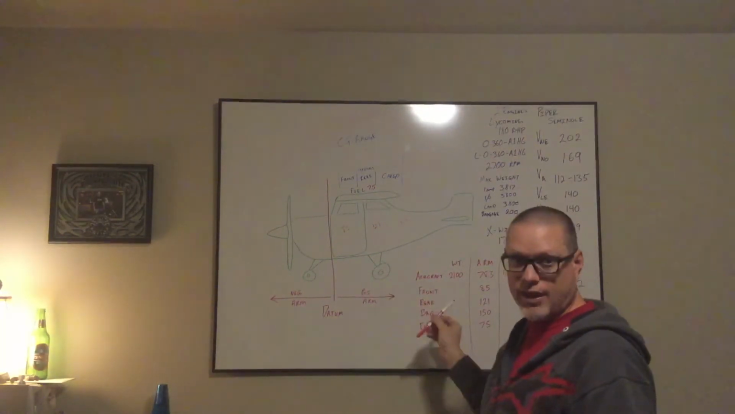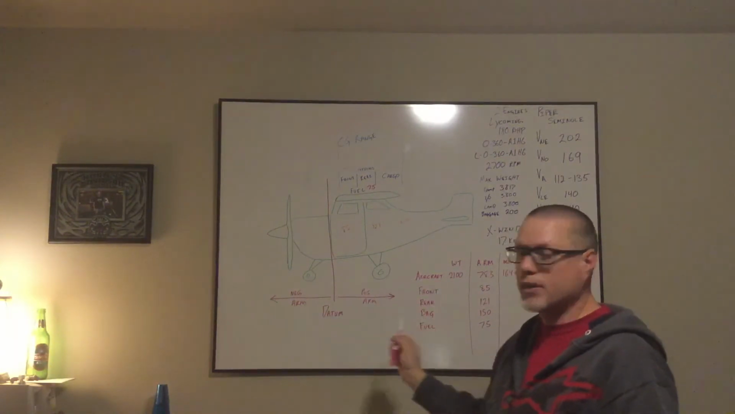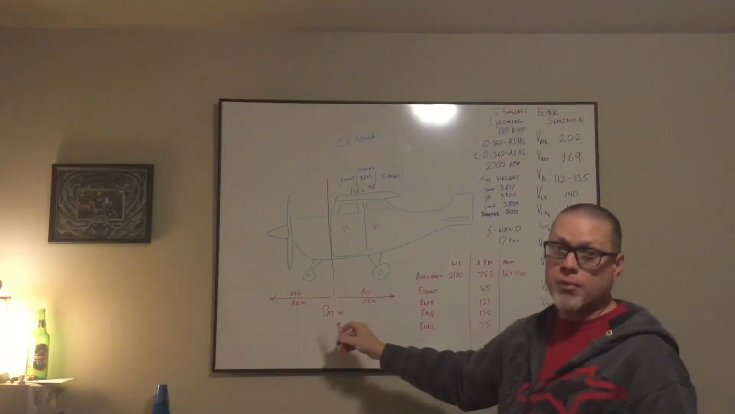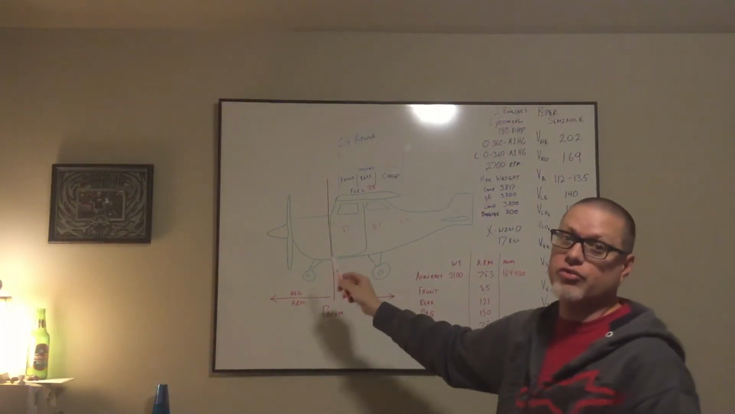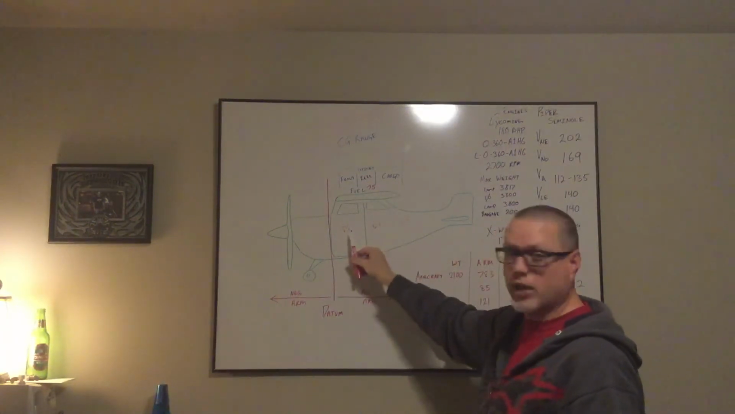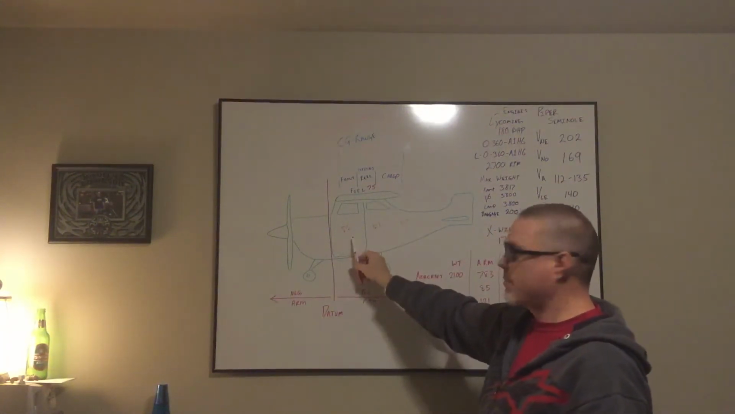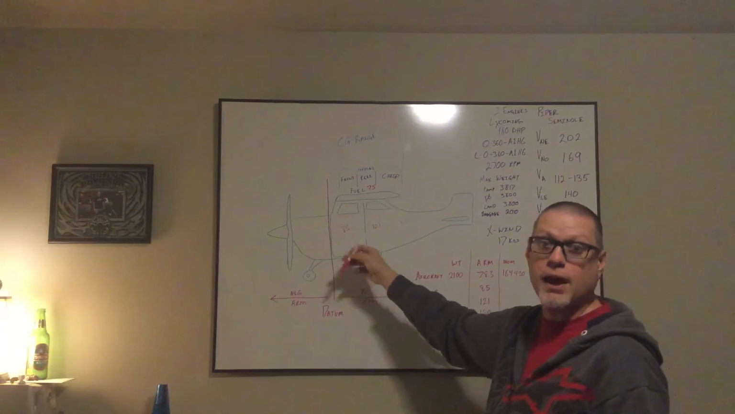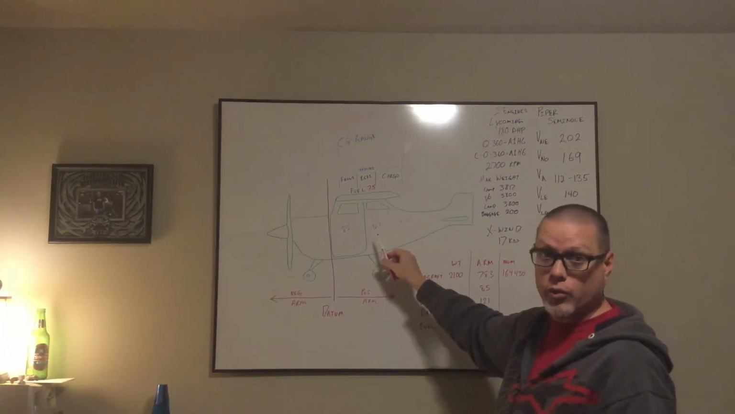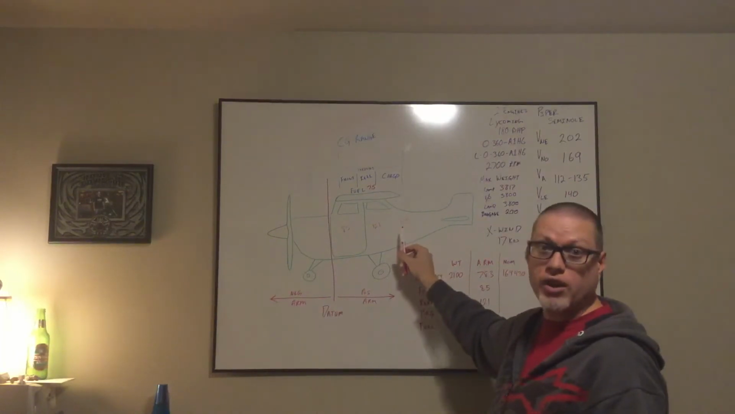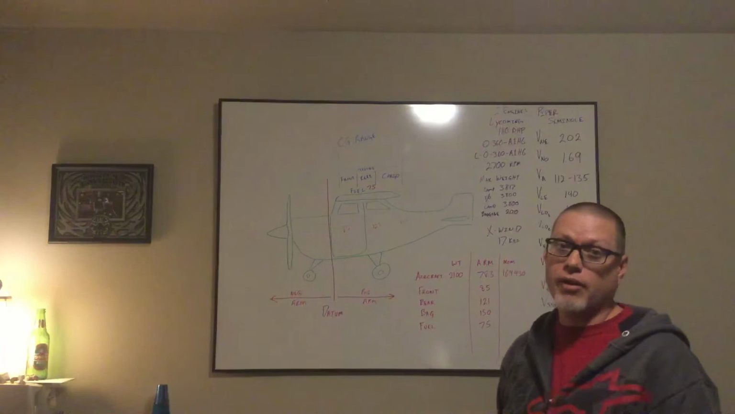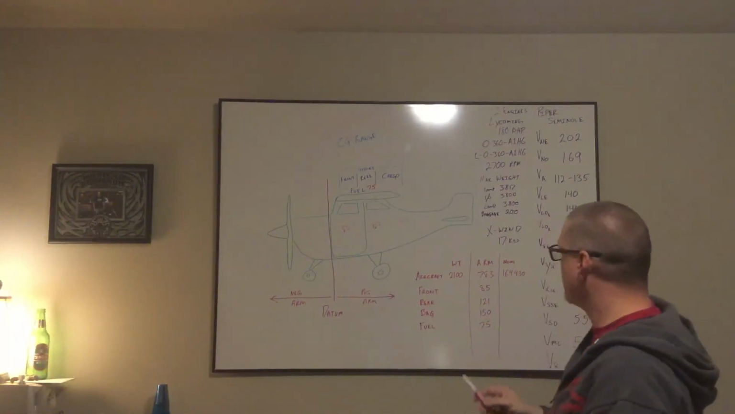So anything behind the datum line is a positive arm. Anything in front is a negative arm. The arm is the distance in inches from the datum line to each station. That's what we call each position. So front passengers would be 85 inches behind the datum line. Passengers, back seats would be 121 inches. Cargo would be 150 inches. And our fuel is 75 inches back from the datum line.